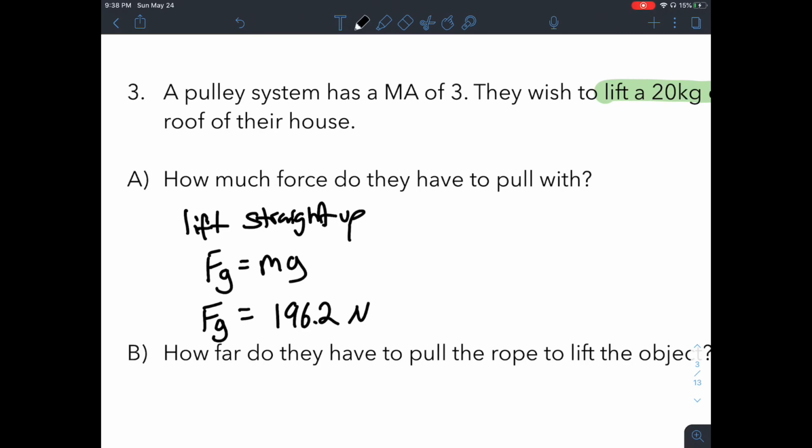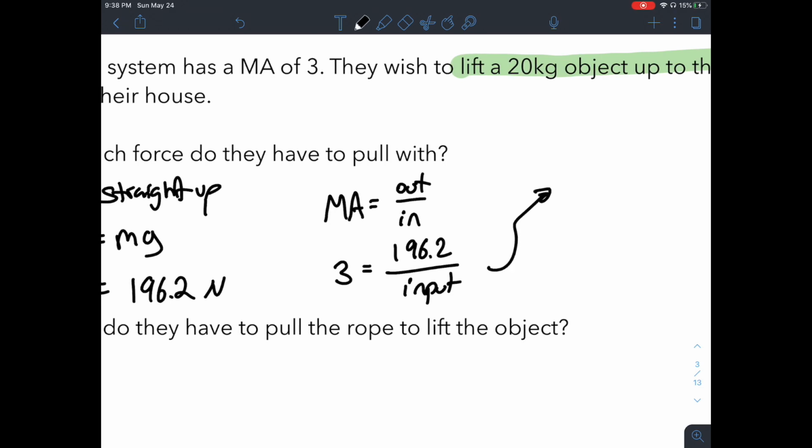But we have a pulley system, right? That has a mechanical advantage of 3, which means we're not going to have to put in all that force. We have to put in a factor of 3 less. So our mechanical advantage, which again is output divided by input, we know it's going to equal 3. We know it has to output 196.2 newtons. We want to know how much force we have to put into this thing, which means we just multiply by input, divide by 3.